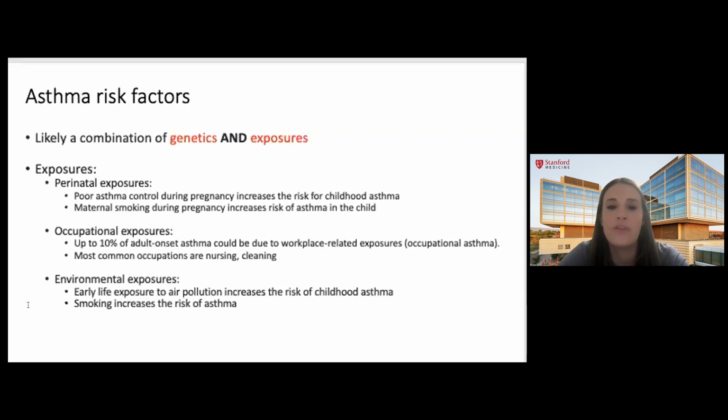Lastly, there are other environmental exposures, including early life exposure to air pollution and definitely smoking. Exposure to smoke or a personal history of smoking increases your risk of asthma. Interestingly, there are studies that show that children who grow up close to major roadways have a higher risk of asthma from pollution. That's something we know from studies. So there's definitely a big contribution from environmental exposures.